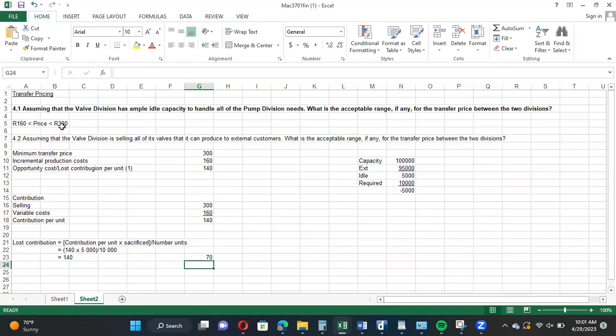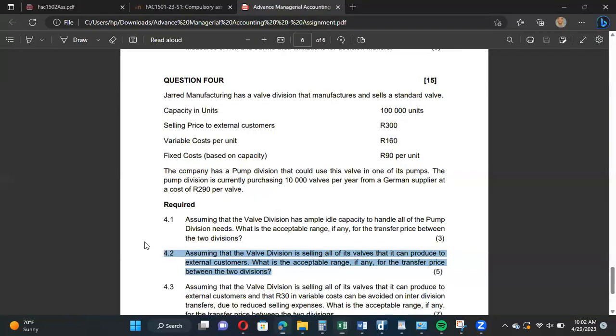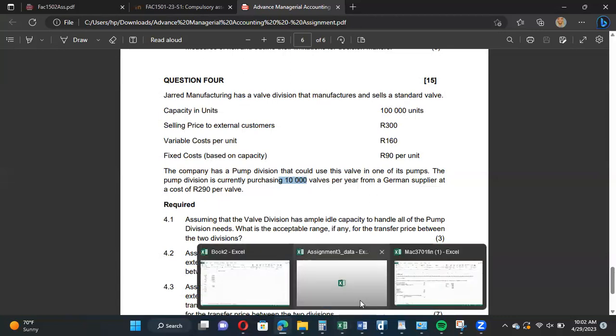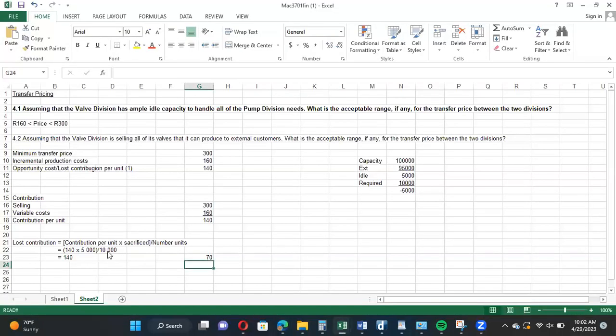Mr. Ndando, yes. Can you please go back to the question? I just want to confirm the two 10,000. They're a little bit confusing. All right. So the pump division is currently purchasing 10,000. That's the requirement that they have, the units you have to transfer from here. So this 10,000 is the denominator.